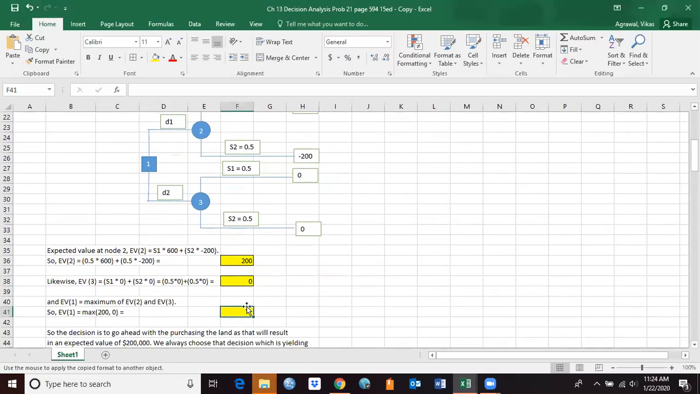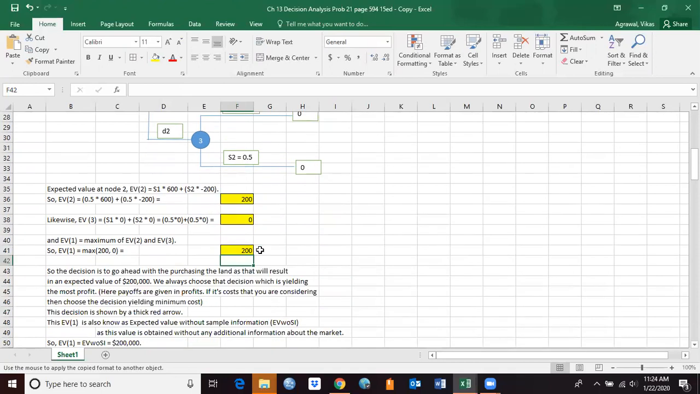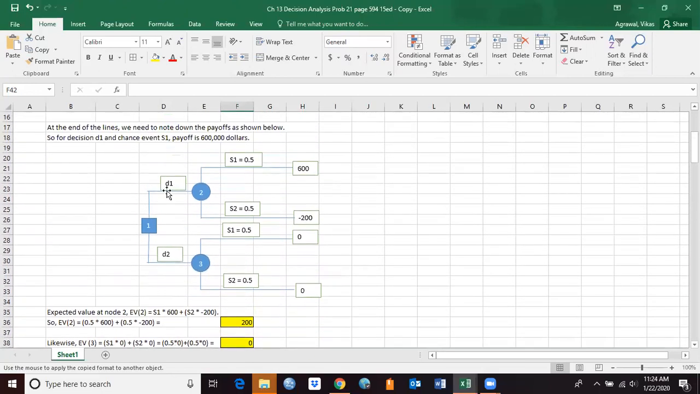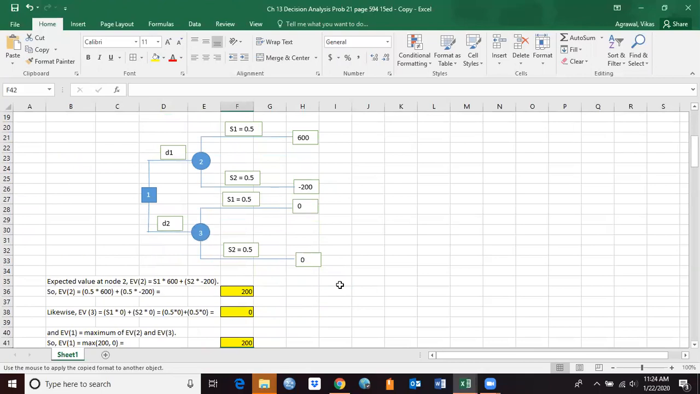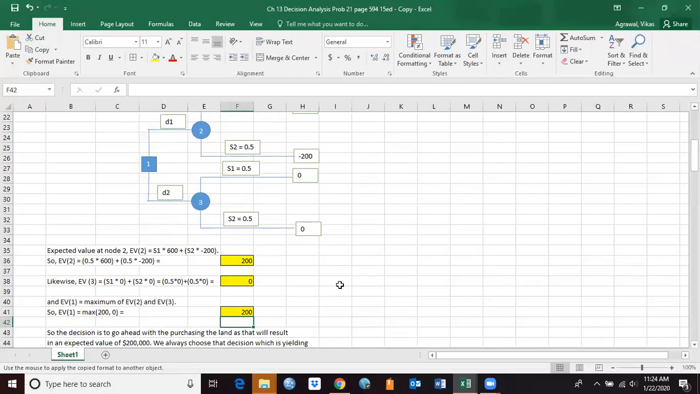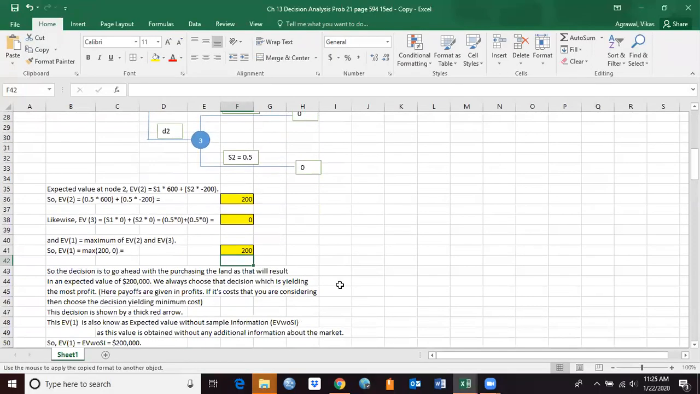So here we're going to do the max of all my expected payoffs, and that's going to give me $200,000 here. Since $200,000 is a positive number, that means if I take a decision to buy the land, it's going to give me a profit. I'm expecting a profit of $200,000 here. So that's the expected value. Okay, so the decision is to go ahead and buy the land.